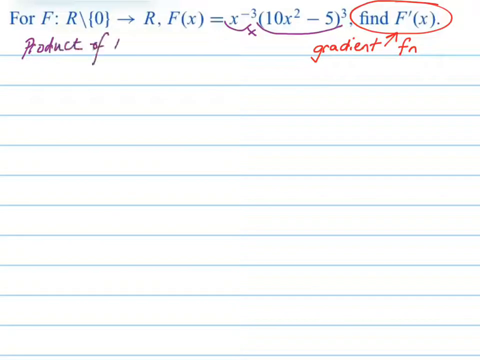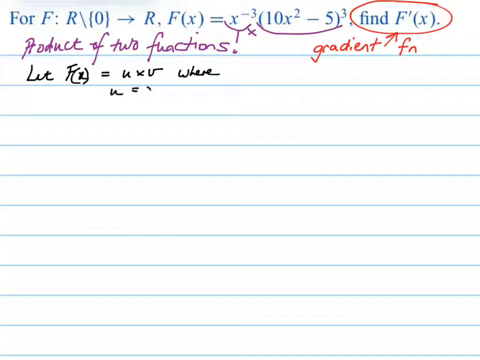That's right, product of two functions. Easy as pie, pardon the pun. And where is the u and where, oh yeah, that's the u. It's x to the minus 3 and v is 10x squared minus 5 all cubed. Now we're just going to go and do the whole thing now. We're going to work out what du dx is. Now did you get that right? Good. Now what about the next one?